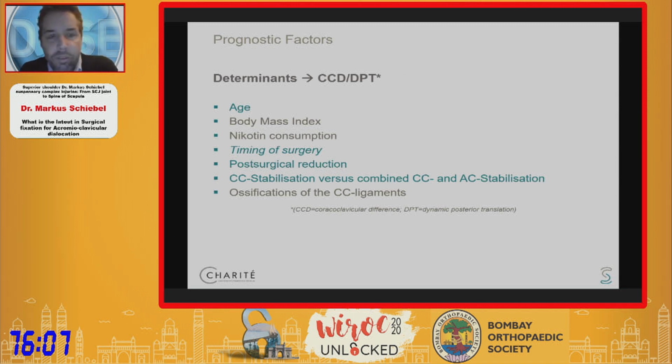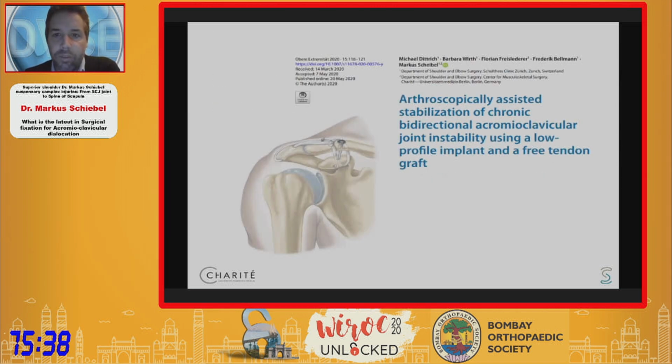We found out that the older the patient is, the longer you wait from injury to surgery, the less you over-reduce, meaning if you just do an anatomical reduction or an under-reduction, and if you just do a CC stabilization, the results, the radiographic results are inferior. So speaking the other way around, you should operate on younger patients very early after the injury. You should over-reduce, and you should always use an AC and a CC stabilization. This hopefully improves your result.